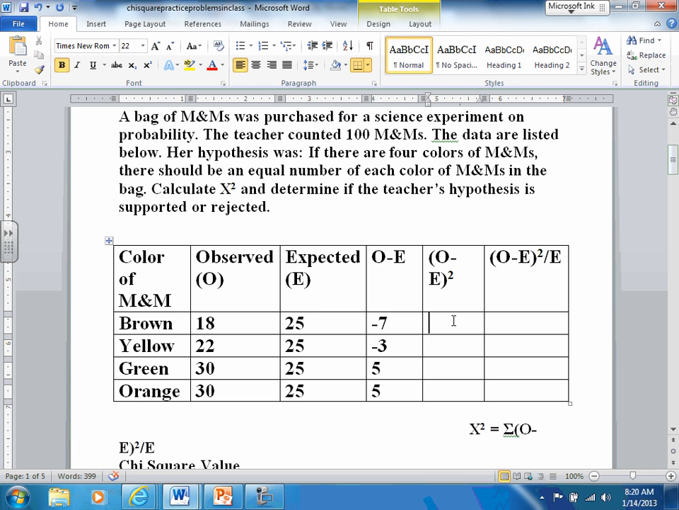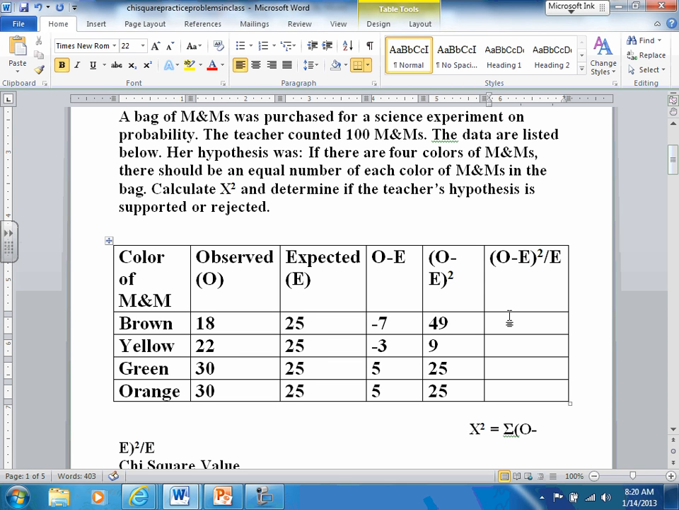So what's O minus E squared going to be for the first one here? O minus E is -7. This next column just means to what? Square that. So what's it going to be? 49. That one's going to be 9, right? -3 squared. 5 squared, 25. And 5 squared, 25.